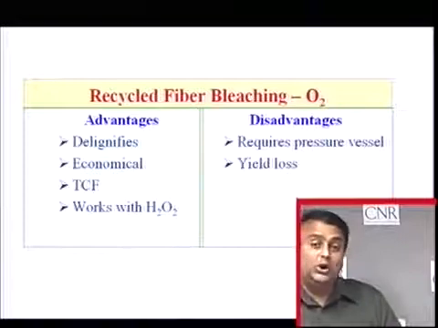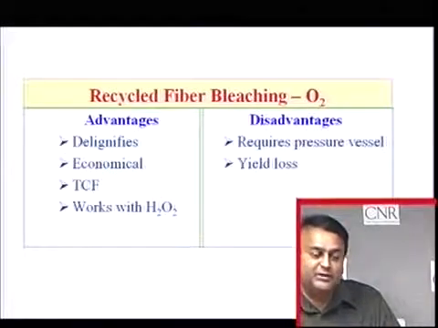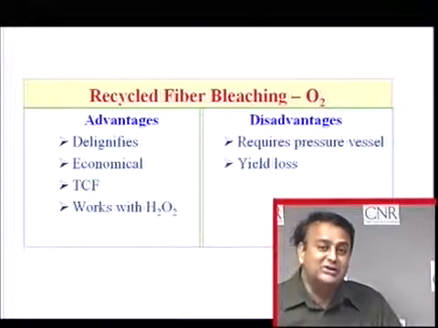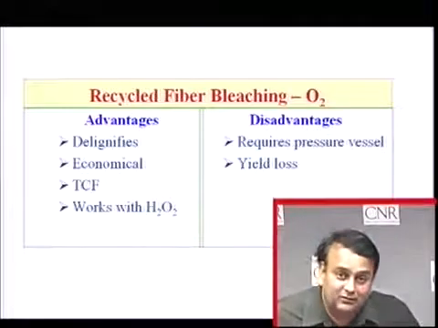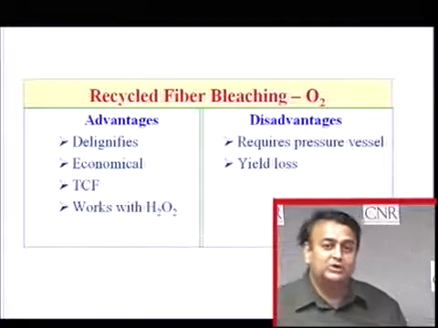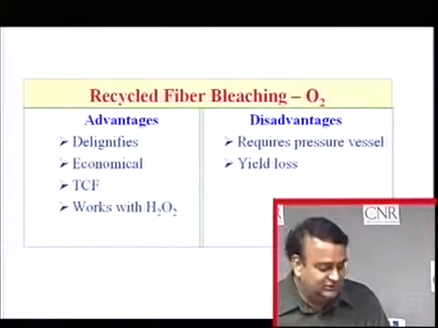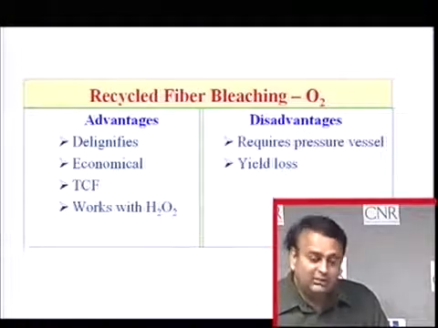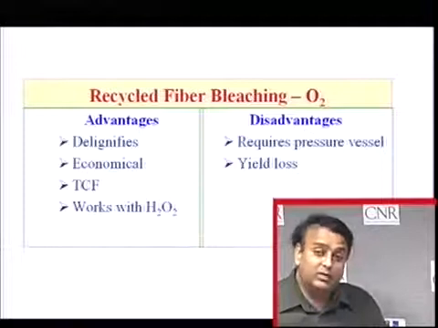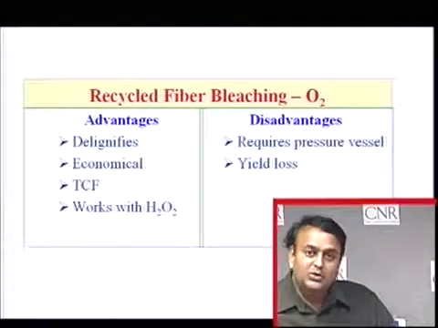Advantages: good delignification chemical. Multi-stage oxygen delignification I have seen for recycling old corrugated containers to make it to bright white grades. From a brown fiber of 40 brightness, you can make 85 brightness white grades using oxygen. 3 stages of oxygen used. Very economical chemical. Total chlorine free label. Works with peroxide, the OxyPro process. What's the disadvantage? You need a pressure vessel.